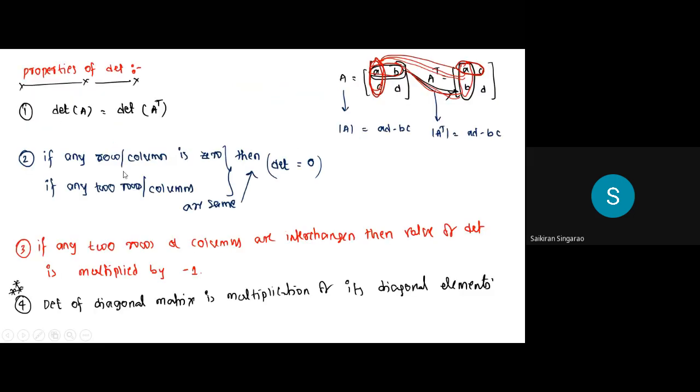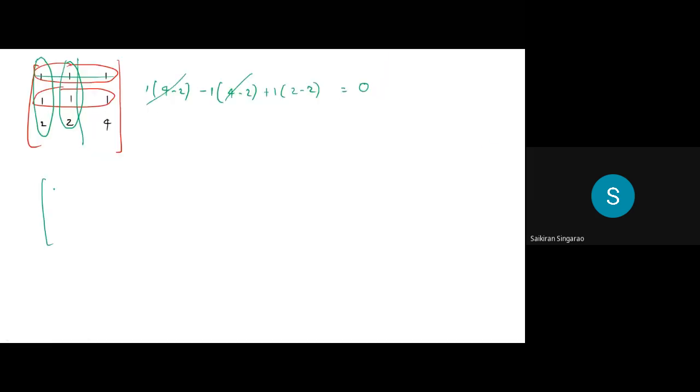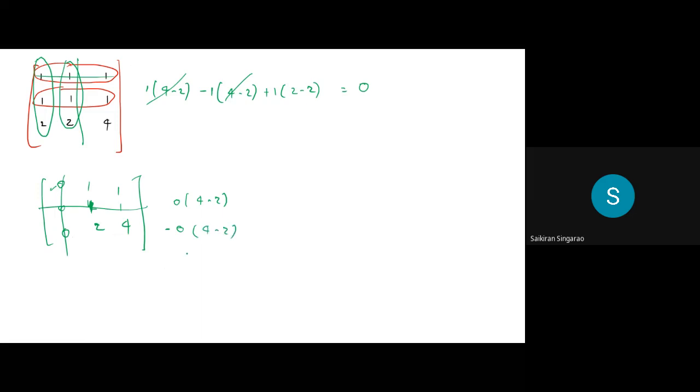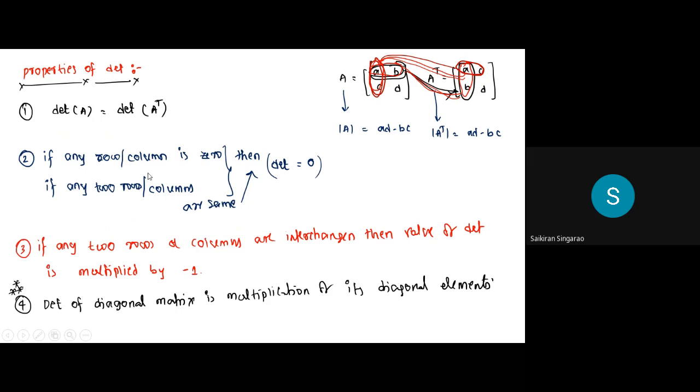So when two rows or two columns are the same, the determinant will go to 0, or you make any one row or column 0. Say I put 0 0 0, say 1 2 1 1 2 1 1 4. So you can expand it using this column. So 0 into (4 minus 2), minus 0 into, removing this row and this column, (4 minus 2), plus 0 into, removing this row and this column, (1 minus 1). So definitely it is coming as 0. So when one row or one column is 0, the determinant will go 0, or when two rows or two columns are the same, the determinant will go 0, right?